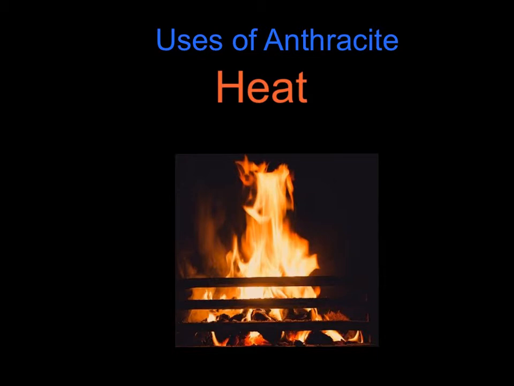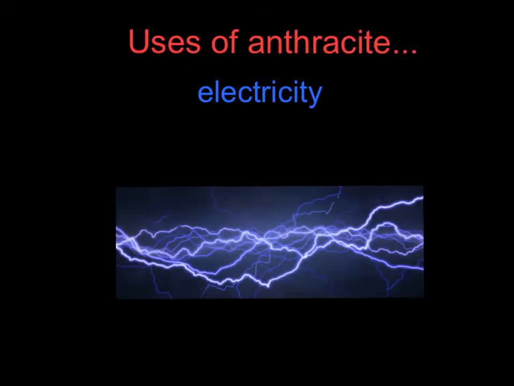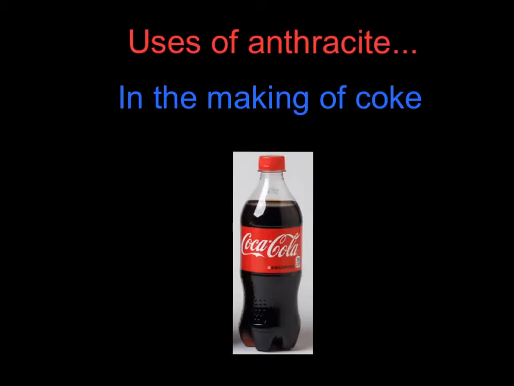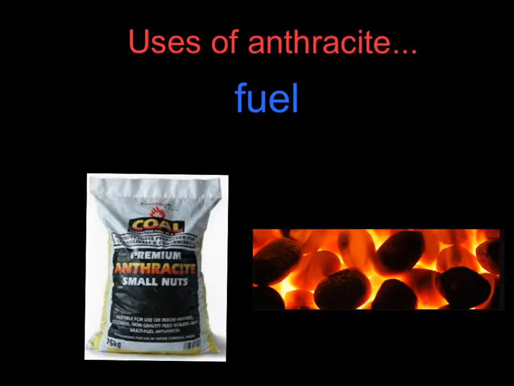One use of anthracite is heat. Another use of anthracite is electricity. Another use of anthracite is in the making of coke. Now don't worry, anthracite is not actually in coke. It's actually just used to heat up items in coke. Another use of anthracite is for fuel.